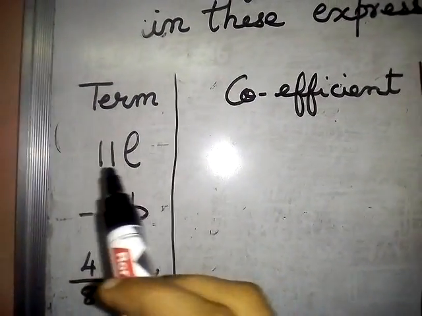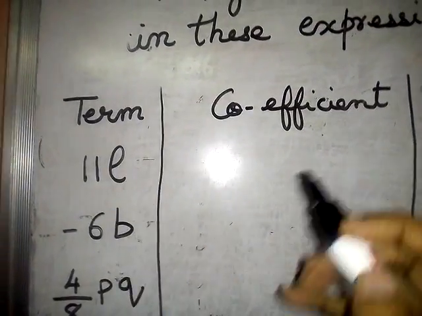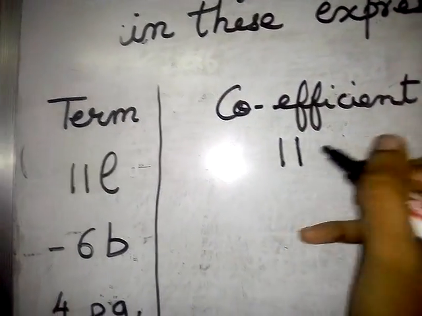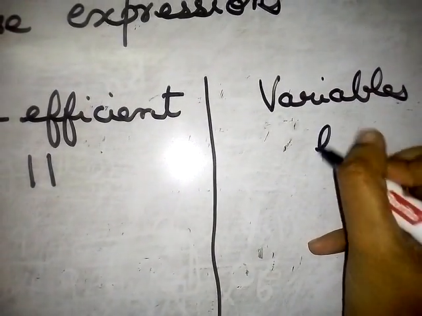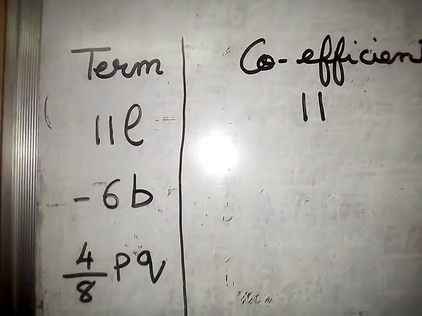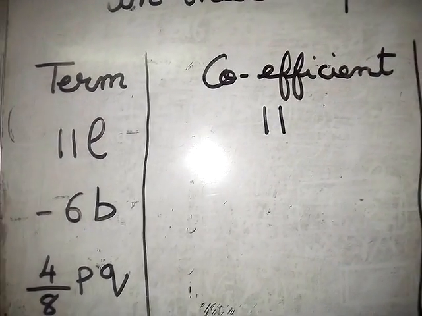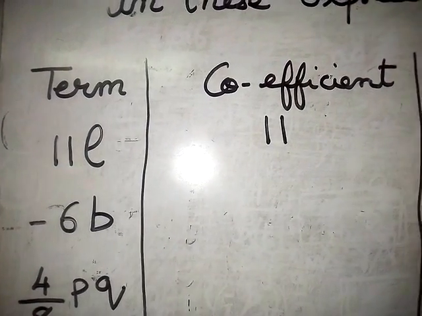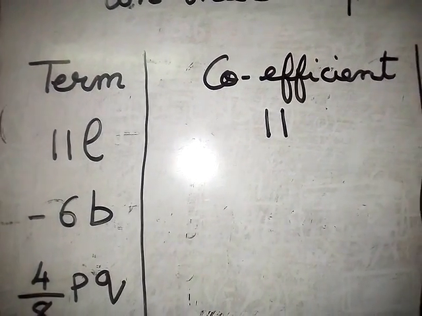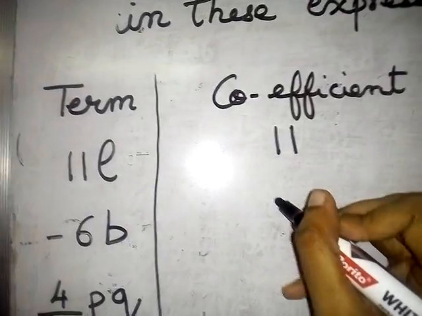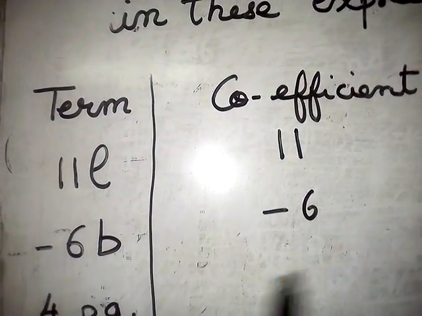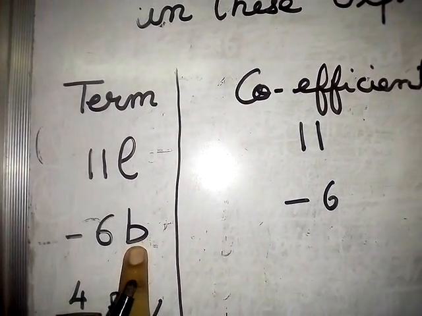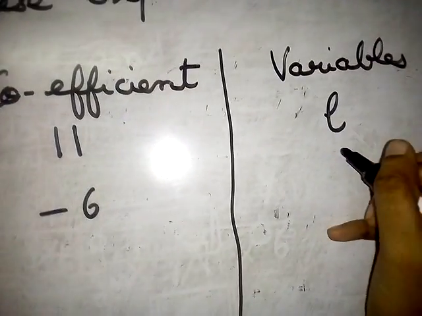First one is 11l. The coefficient here is 11 and the variable is l. Next one, minus 6b. Even if you have a negative number, that is also the coefficient you have to count. Minus 6 is the coefficient and the variable is b.